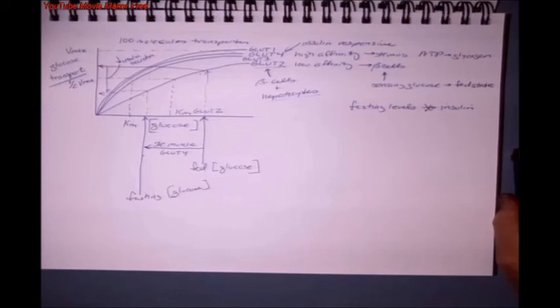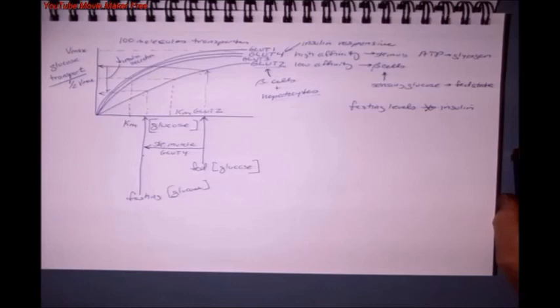So if the liver's job is to make sure that glucose is available for all the cells of the body except itself, would you think the liver would have a high affinity transporter or a low affinity transporter? Low affinity. So GLUT2 is on beta cells plus hepatocytes.